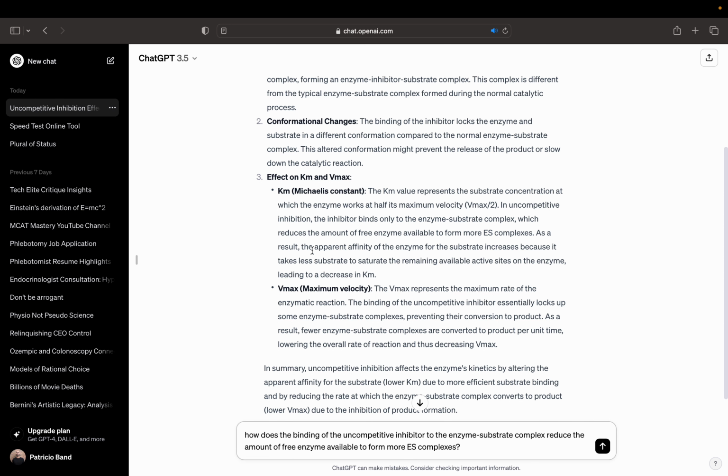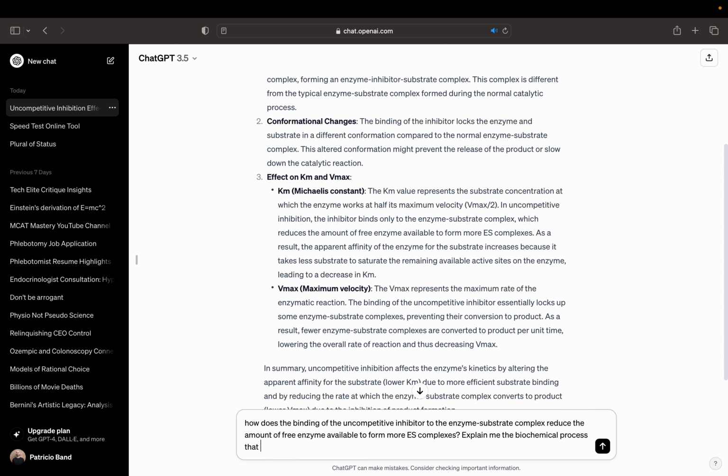As a result, the apparent affinity... explain to me, is this chemical, like a chemistry thing? So biochemical, explain to me the biochemical process that takes place here specifically.